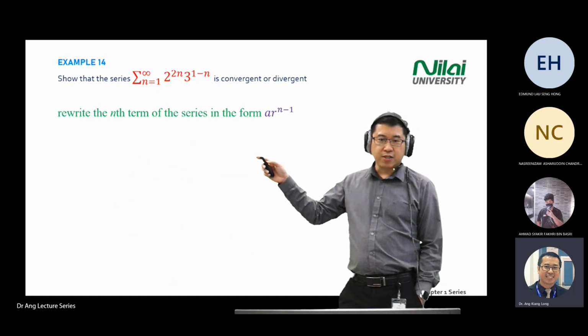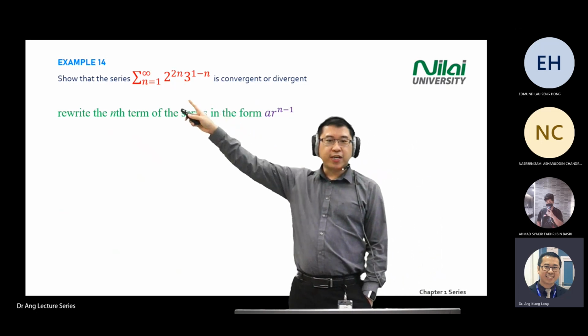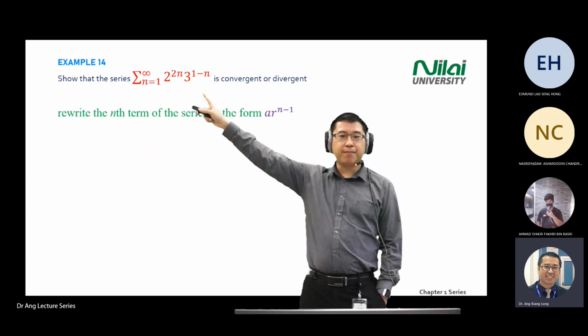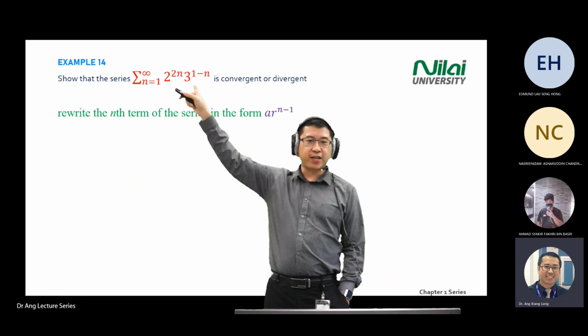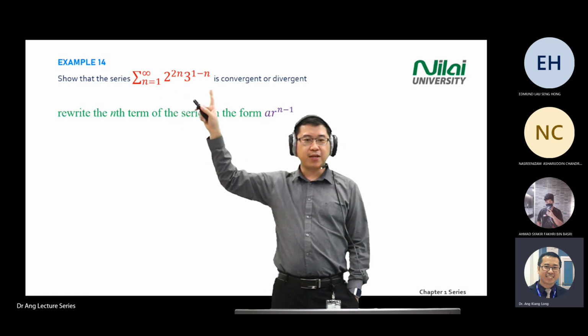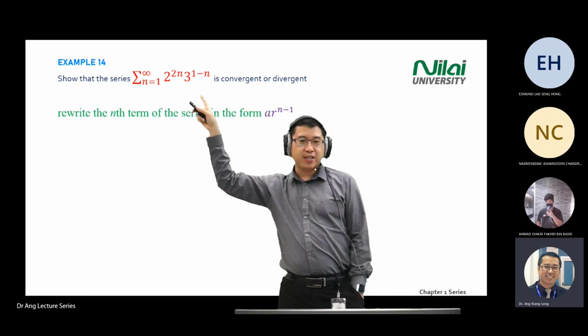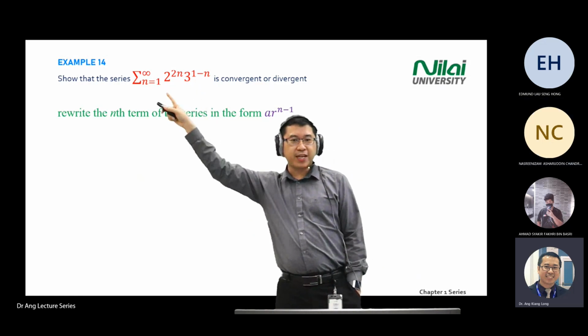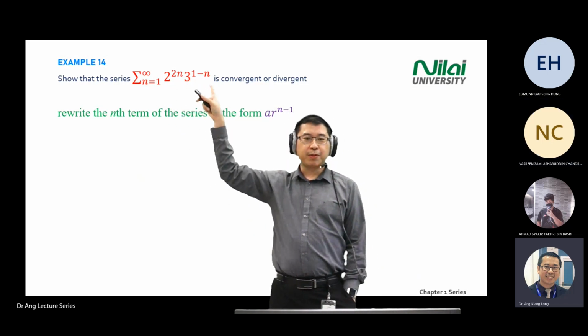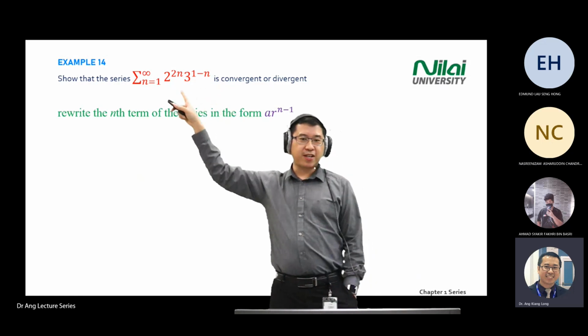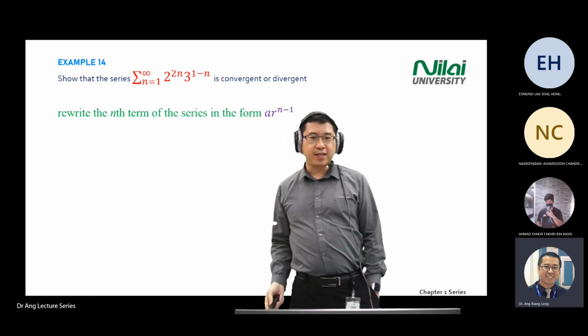Okay, just to add on. Even if you're given an equation, how do you get the first number of the equation? You just substitute n equal 1, then you get the first number. How do you get the second number? You substitute n equal 2, and you get the second number. How do you get the third one? Substitute n equal 3 in the whole equation, then you get the third number.